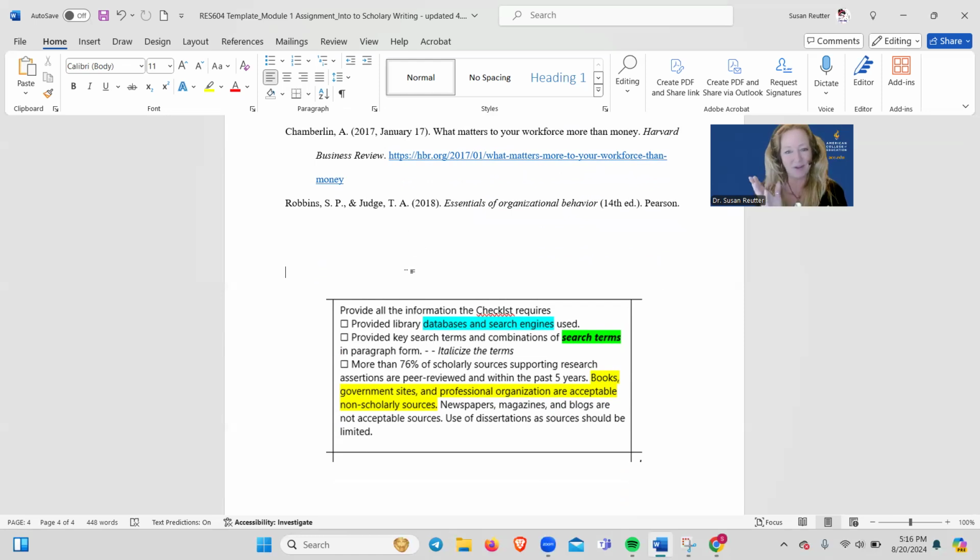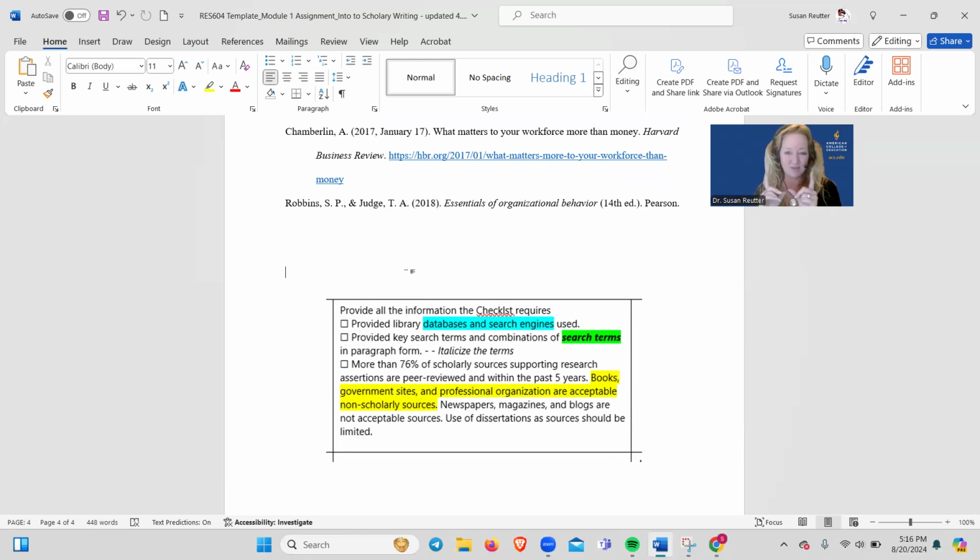You provide the databases that you used, which is going to be ACE and or another one, EBSCOhost, whatever you prefer. But you're going to provide what you used to go find your information. Then you're going to provide the key terms. What were your search terms? So you just list them, as I stated a little bit ago, and in italics, alphabetical order.